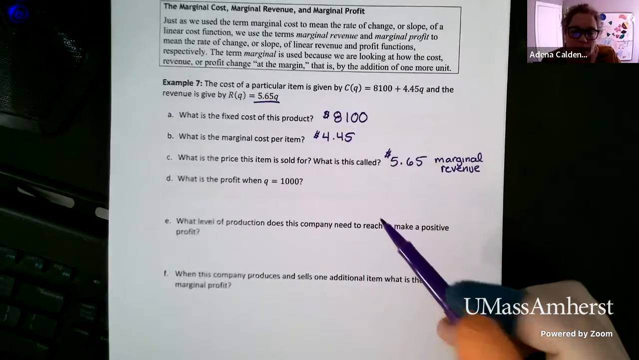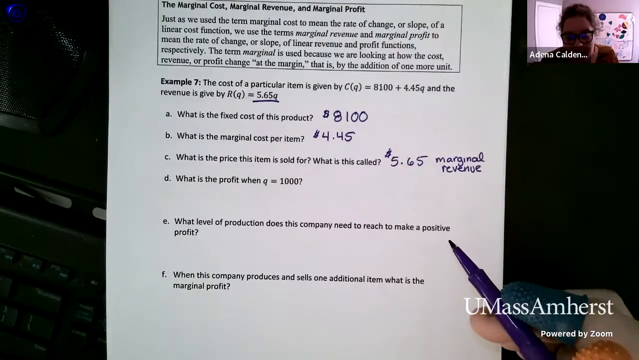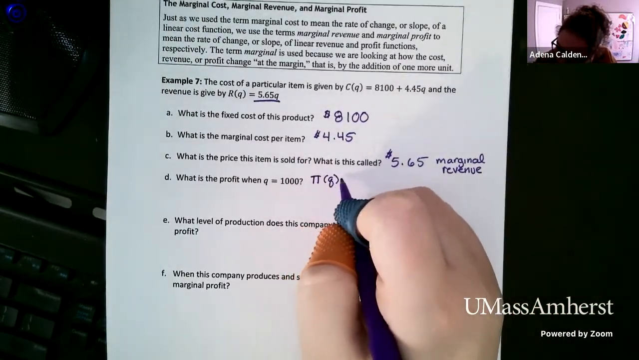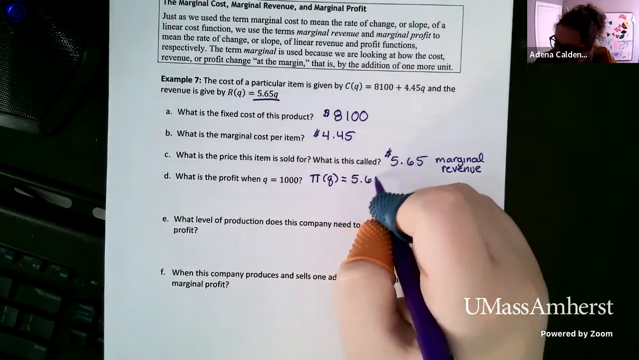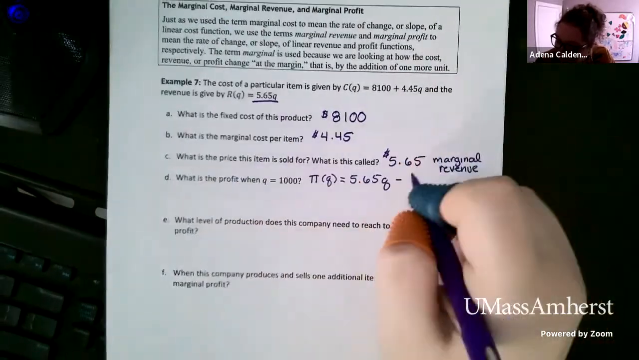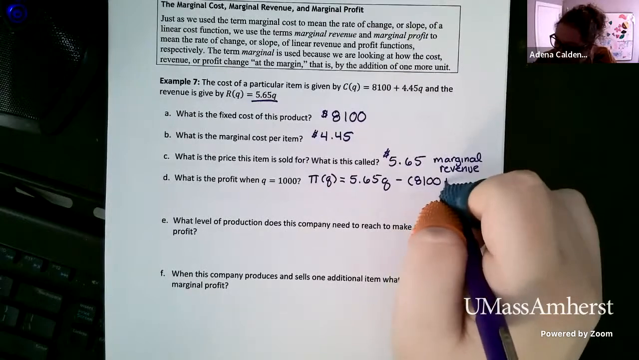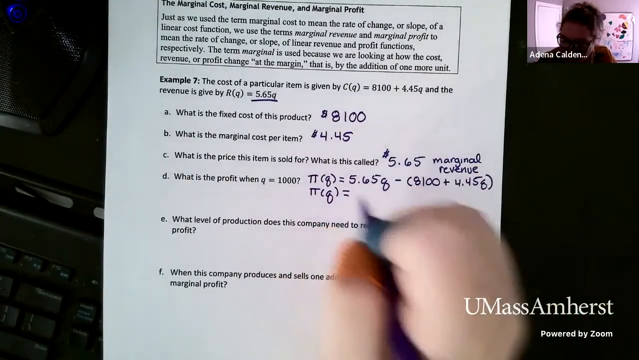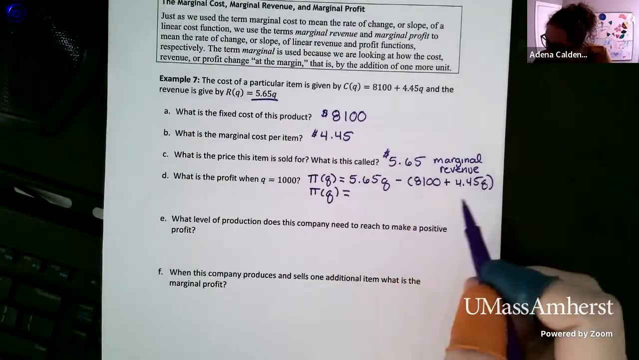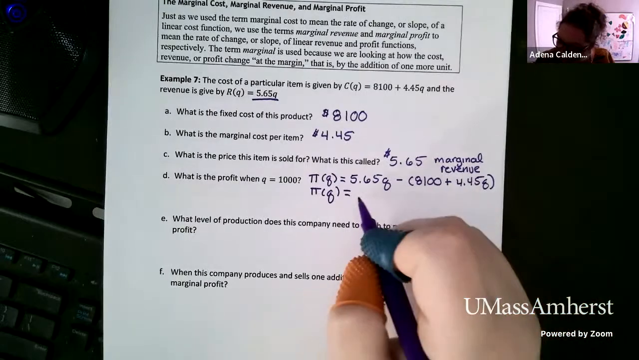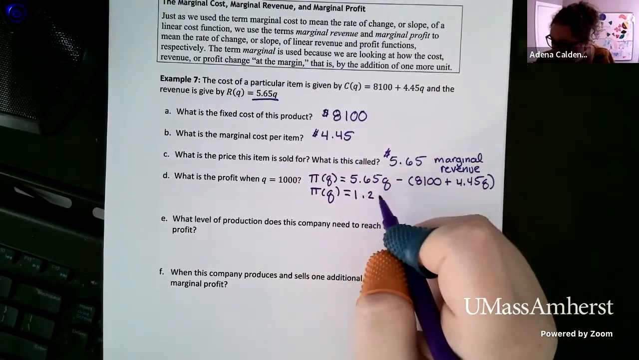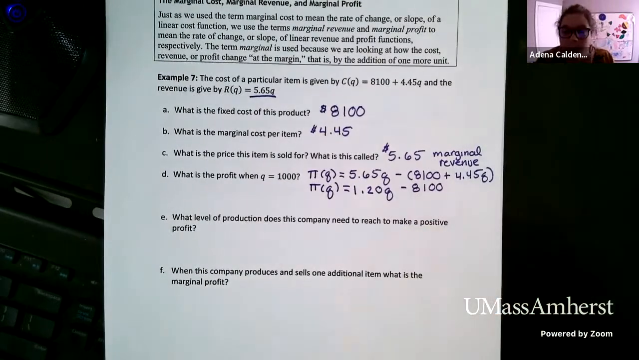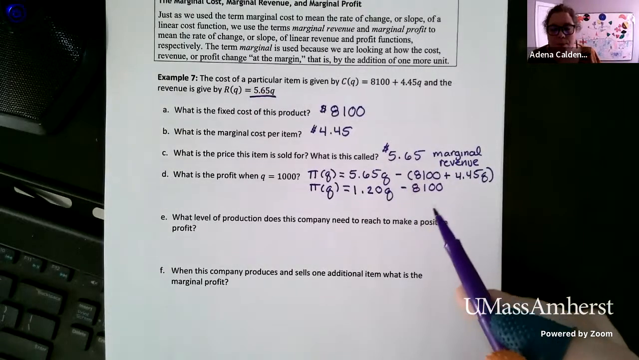Part D says, what is the profit when Q equals 1,000? Well, in order to start talking about profit, we're going to need to figure out what the profit function is. So remember, our profit function is going to be revenue minus cost. So my revenue is 5.65Q minus cost. And again, I'm going to use parentheses. So 8,100 plus 4.45Q. I want to simplify this by combining like terms. So I have 5.65Q and then a minus 4.45Q. So that's going to be 1.20 or 1.2, means the same thing. 1.20Q minus 8,100. So again, make sure the minus goes to both terms on that cost function.